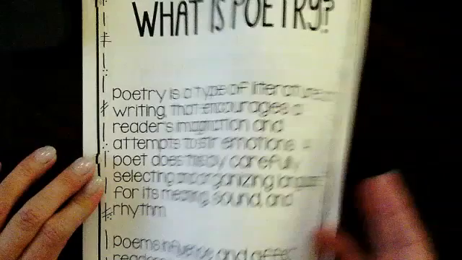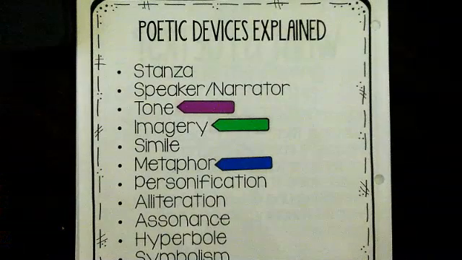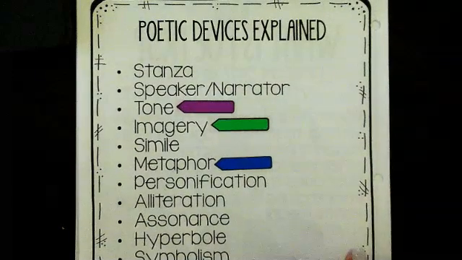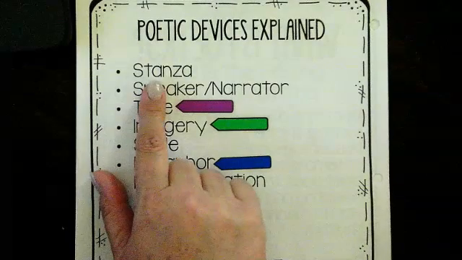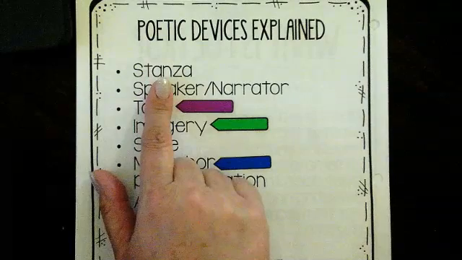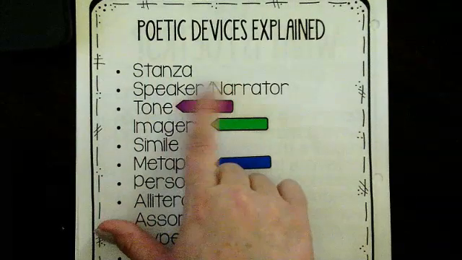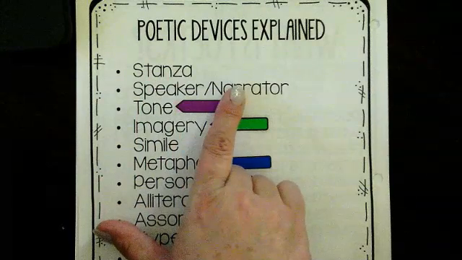Today, we are going to look at something called poetic devices. A poetic device is basically the structure of a poem. It's how a poem is set up. And things like stanza. We know what stanzas are. We've learned those. It's like a paragraph in a poem. A speaker or narrator. That's going to talk about who is telling the story.